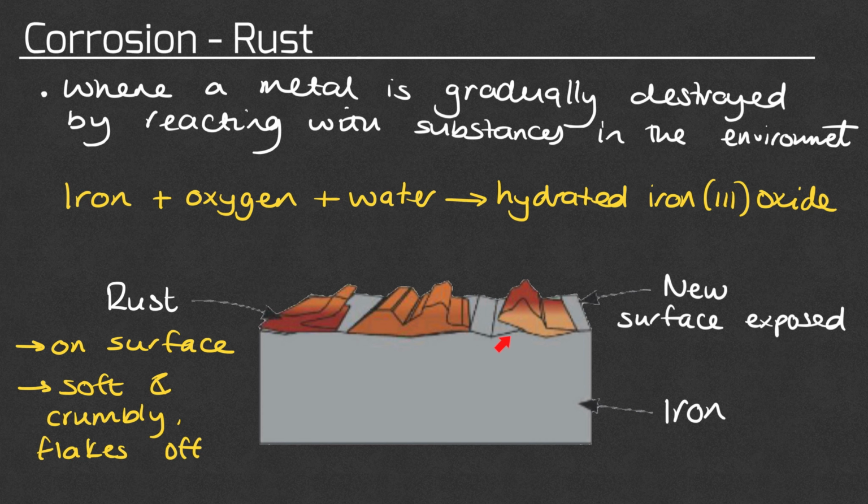This will leave some new surface exposed underneath the layer of rust. And this new surface can then start to rust itself. This means that all of the iron will eventually corrode through this process.